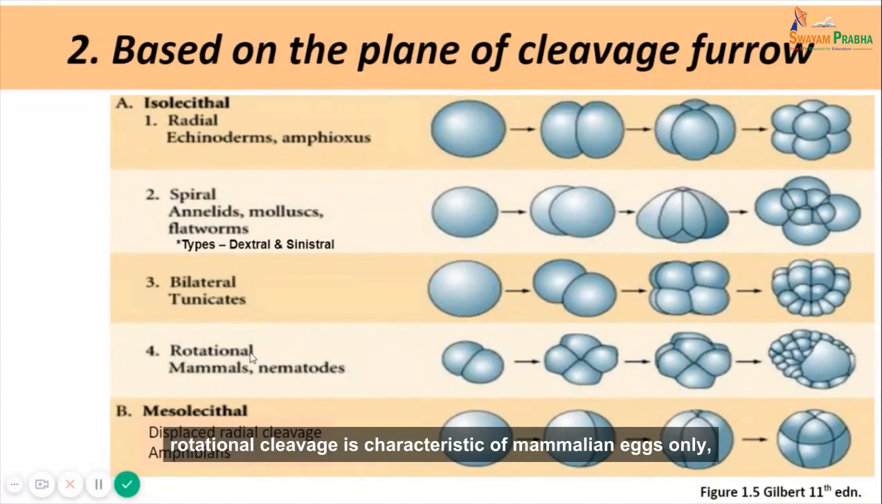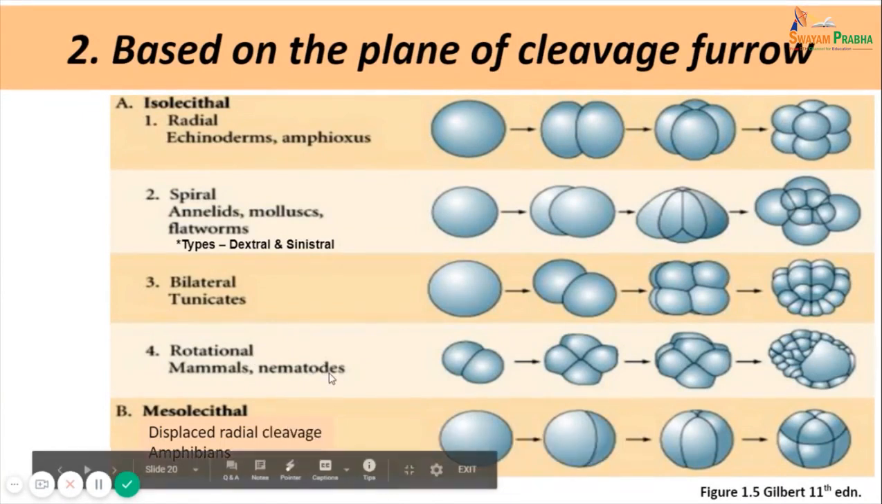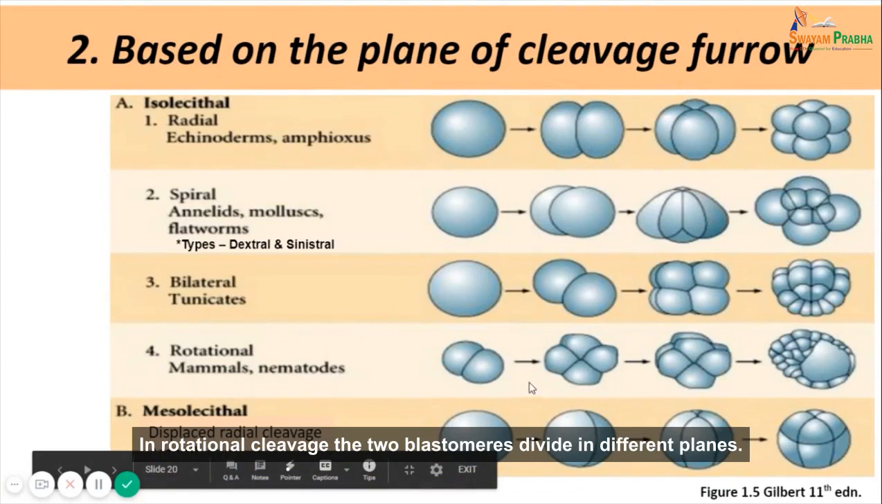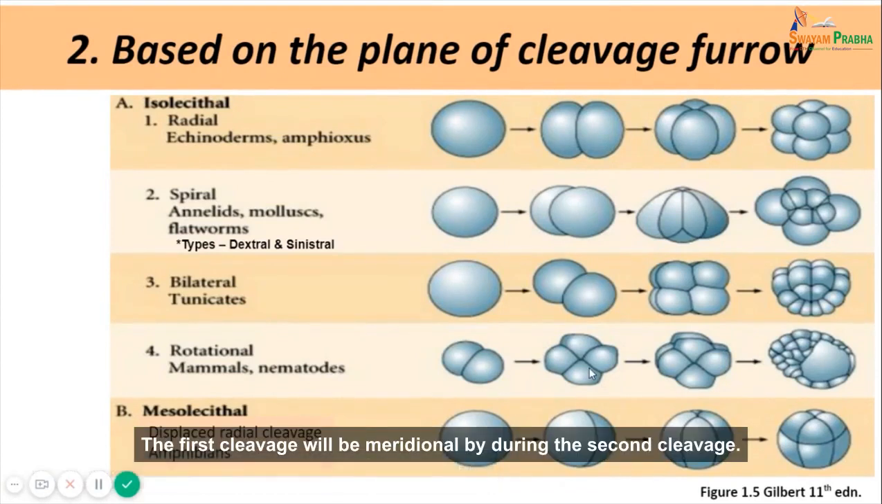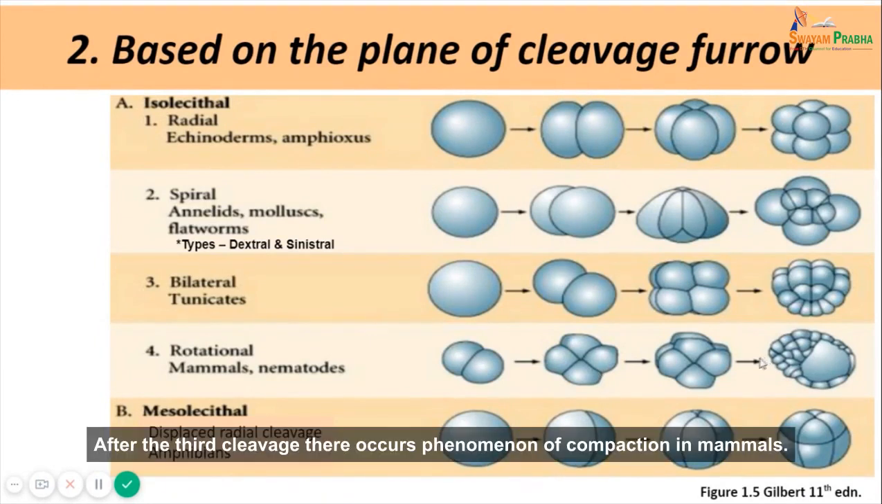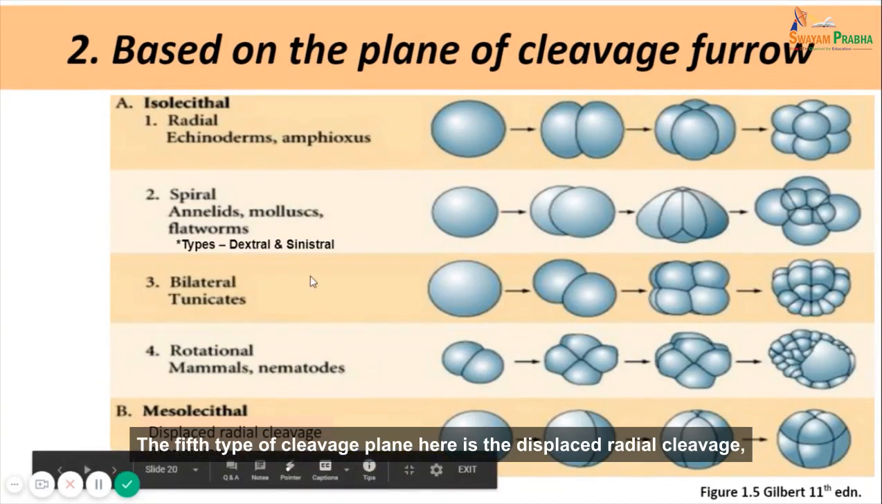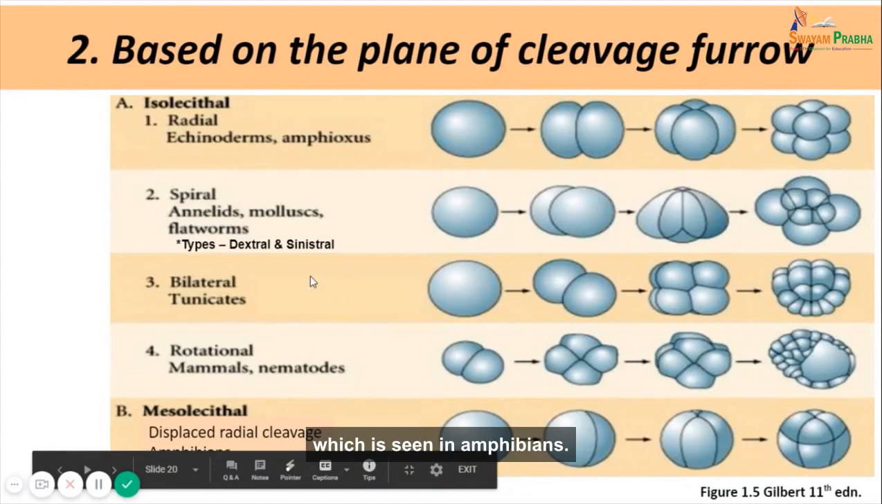The fourth type is rotational cleavage. Rotational cleavage is characteristic of mammalian eggs, though it is also seen in nematode eggs. In rotational cleavage, the two blastomeres divide in different planes. The first cleavage will be meridional, but during the second cleavage, one blastomere will divide meridionally, while the other one will rotate and divide equatorially. That is, an asynchronous cleavage will happen here. After the third cleavage, there occurs the phenomenon of compaction in mammals.